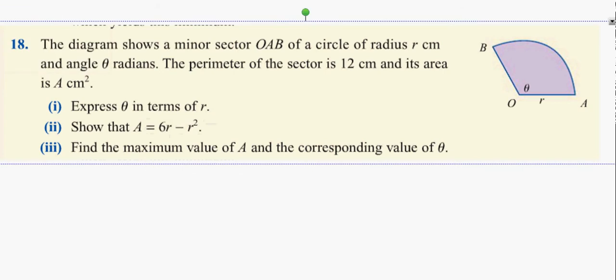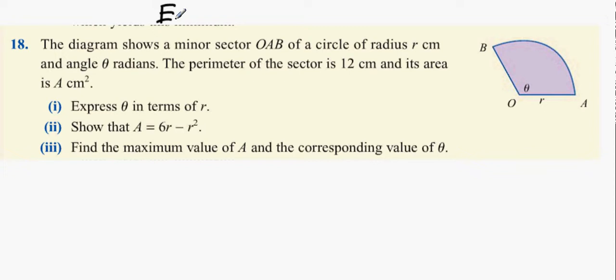Okay, so exercise 15.4, question 18. The diagram shows a minor sector OAB of a circle of radius r and angle theta in radians. The perimeter of the sector is 12 and its area is A. Express theta in terms of r.